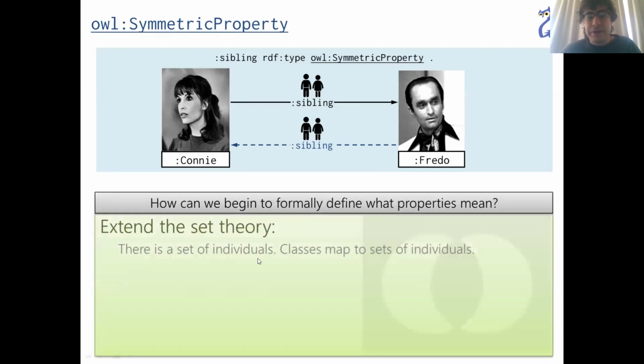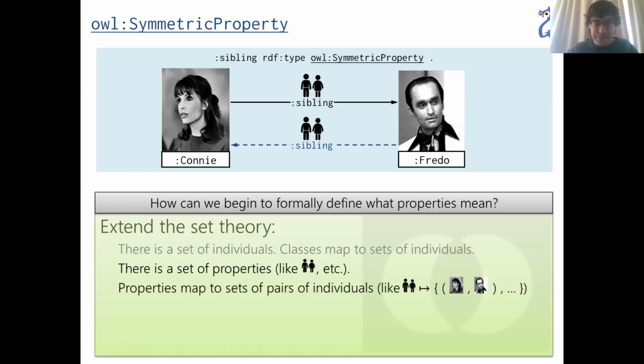So we already have that there's a set of individuals and classes map to sets of individuals. We're going to extend it and say that there's a set of properties, like this icon refers to this property in the real world, this conceptual relation. And what we say is that properties map to sets of pairs of individuals. So this property here maps to all the pairs of individuals that are siblings, effectively, right?